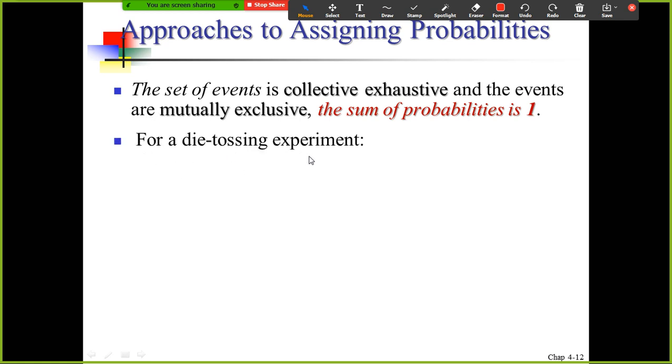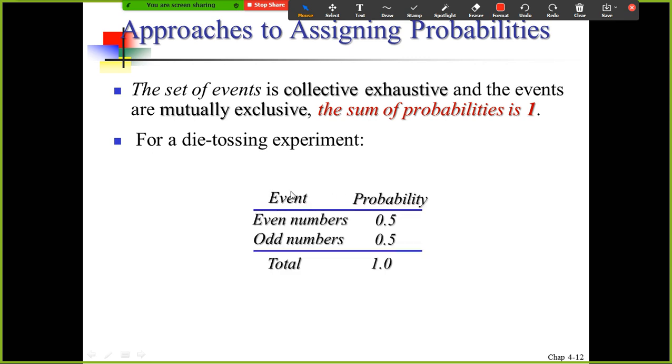For a die tossing experiment, this is probability. We roll one time, the probability of the event coming is half, 50%. That's why when we sum all of these collectively exhaustive events together, it will be 100%.